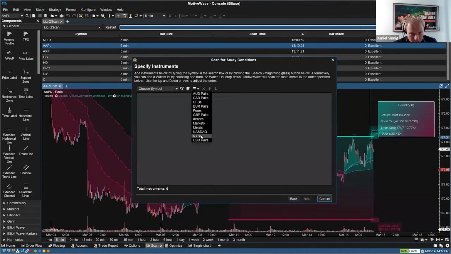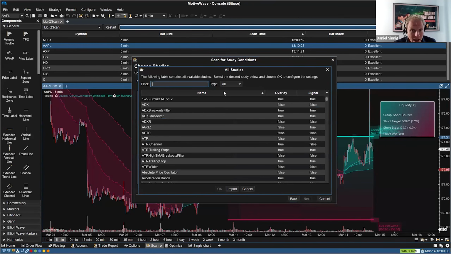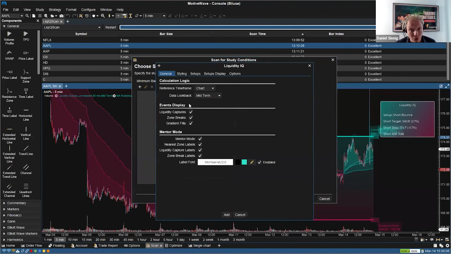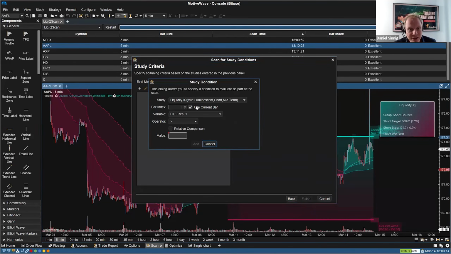I'm going to make this real quick, so just a couple of instruments here. I'm actually not going to run the scan, but I'm just going to quickly have a look at what we can scan for. You will select your bar size or bar sizes that you have in mind. You continue, and then you will select the study you want to base your scan on, such as Liquidity IQ. And you can also add Emi Rush, for example, to it. And then in your options next, there are various things you can scan for.